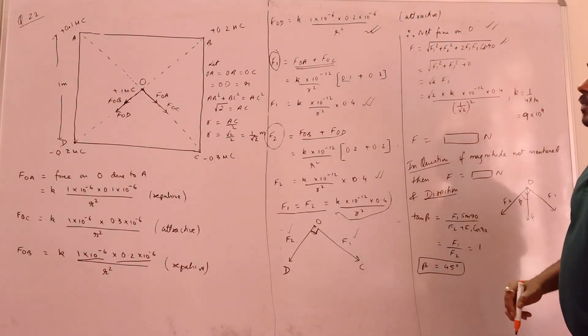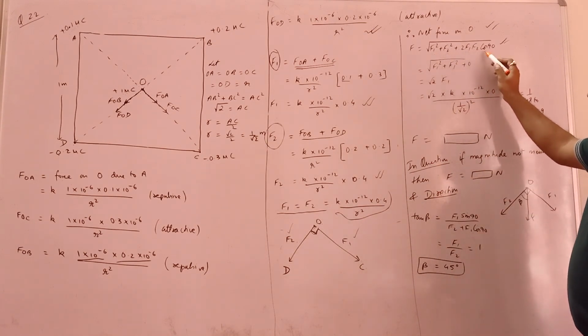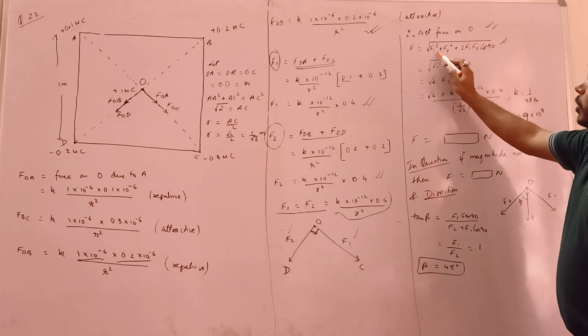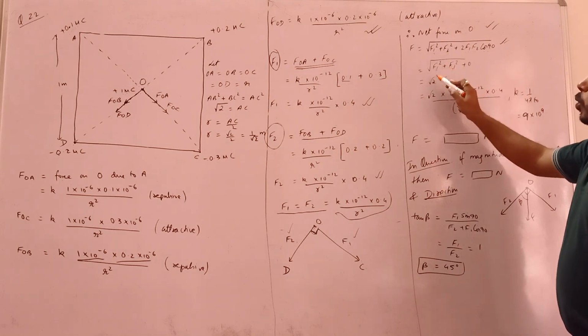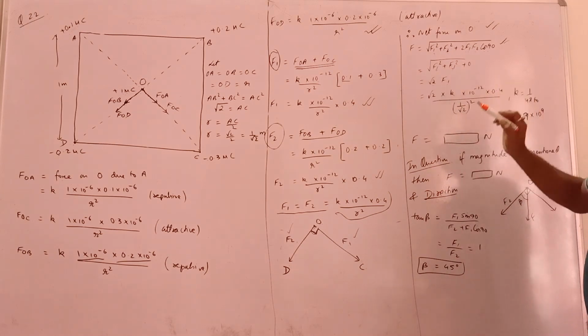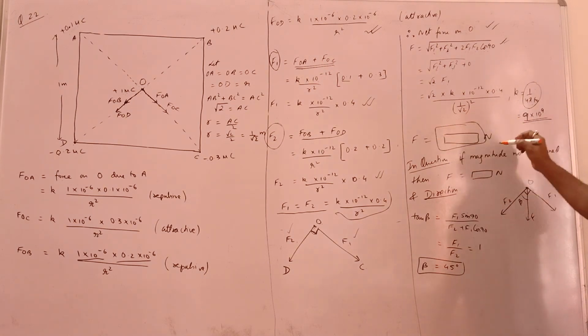Formula: F squared equals F1 squared plus F2 squared plus 2 F1 F2 cos of the angle, which is 90 here. These two are equal, so I'm writing the same F1. So F squared is 2 F1 squared, F equals root 2 F1. Now substitute the value. We have written K as 1 by 4 pi epsilon, and this value we know is 9 into 10 to the power 9. Now solve this and you will get the answer in Newton.